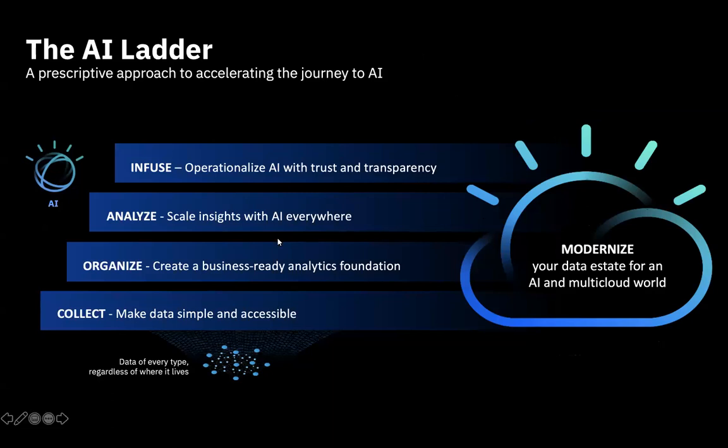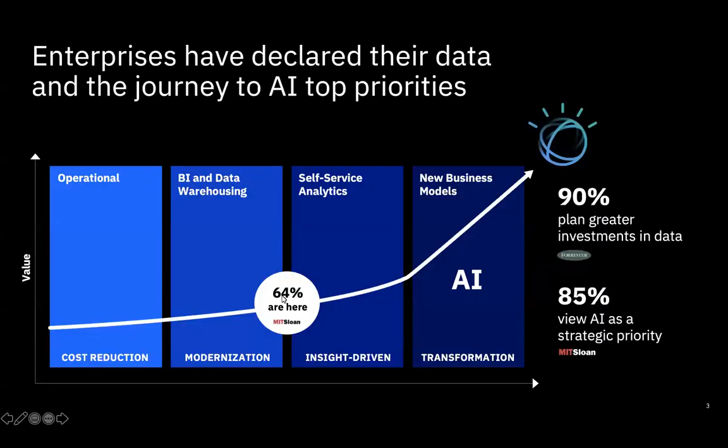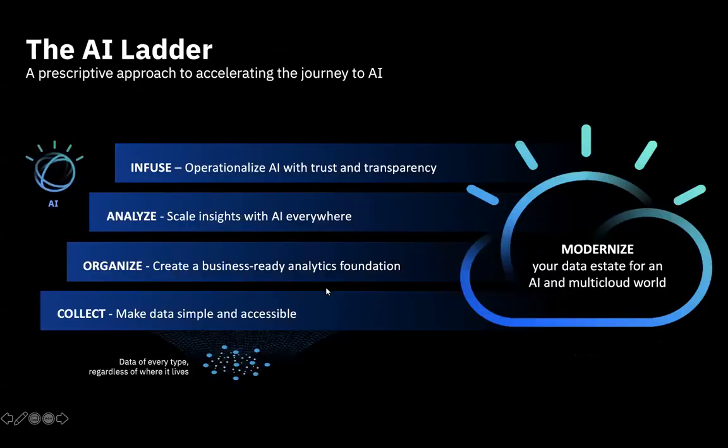But our solution to that, because that really falls under, if you look at this, when going from modernization, from data warehousing to self-service analytics, really falls under the organized part of our AI ladder. So at IBM, we have the following steps that you have to take in order to operationalize and put AI models into production. First, of course, you have to collect the data, then organize, and that is really where Watson Knowledge Catalog falls. So that's where we'll be focusing all of our time here.